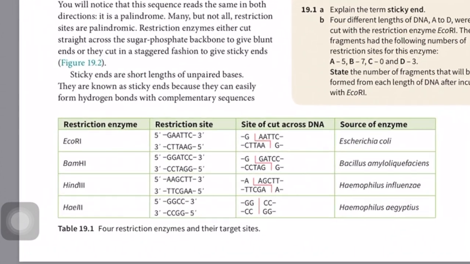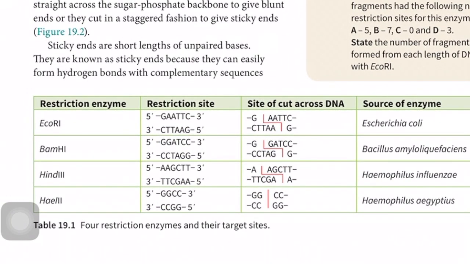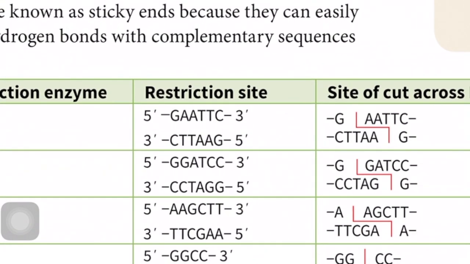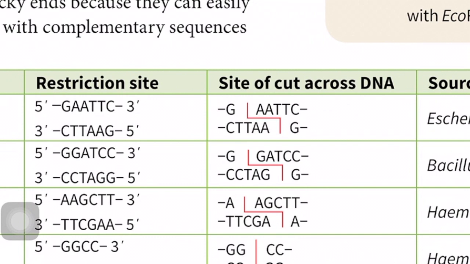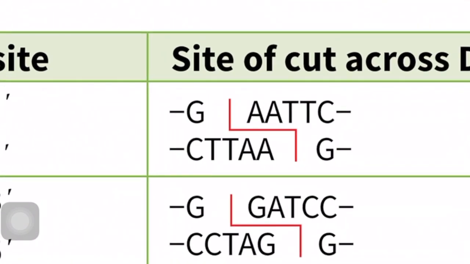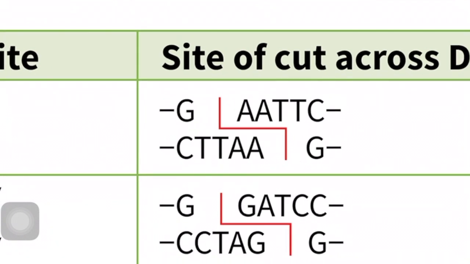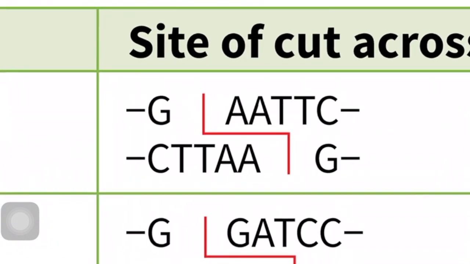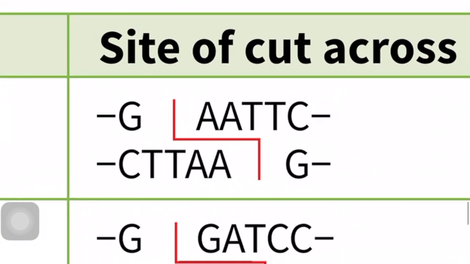Let's see this one. Restriction enzyme EcoRI. Its restriction site is this one. This is the site of the cut across the DNA. It cuts it like this one. So from guanine, its complementary is cytosine. Adenine's complementary is thymine. So it gives it a sticky end. It does not cut it straight across. Okay, look.